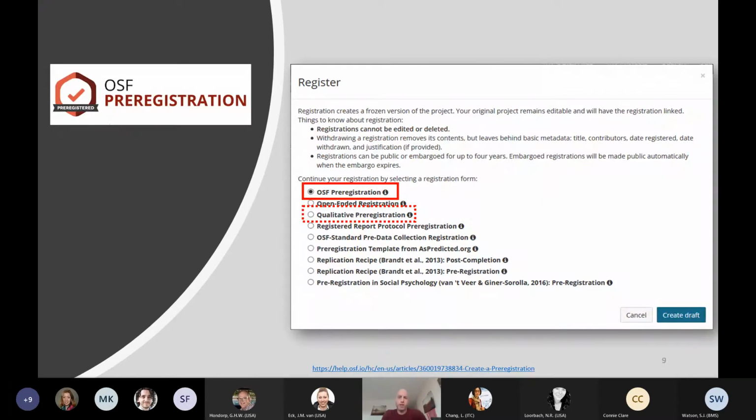By the way, if you are working with qualitative data, then you can do a pre-registration as well. And there's even a special form for that, because qualitative research is quite different to quantitative research in several aspects. And there were some researchers who worked on another form for qualitative research.